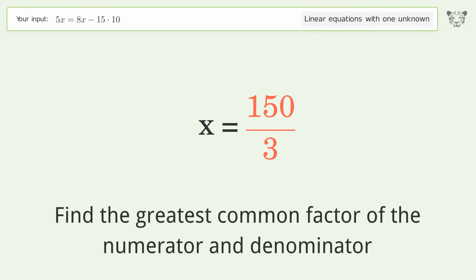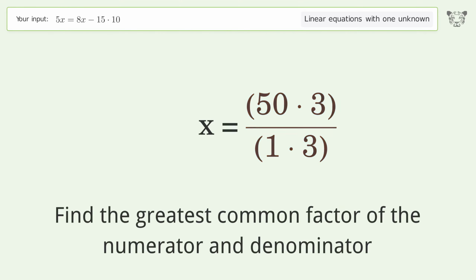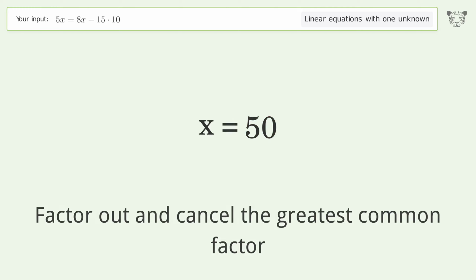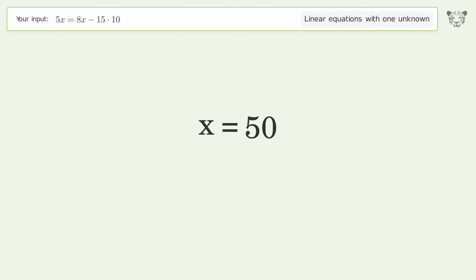Find the greatest common factor of the numerator and denominator. Factor out and cancel the greatest common factor. And so the final result is x equals 50.